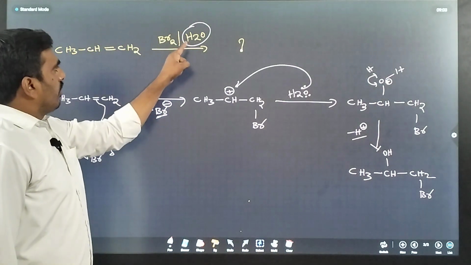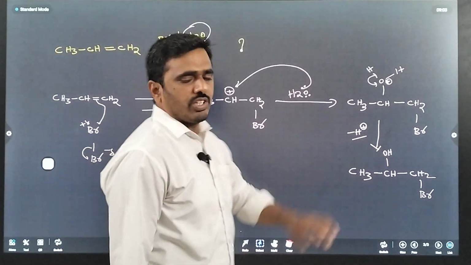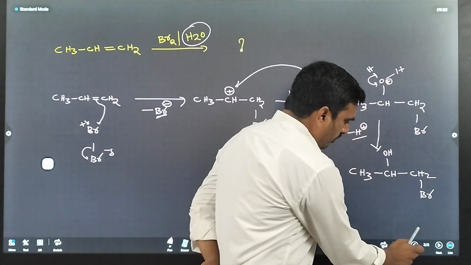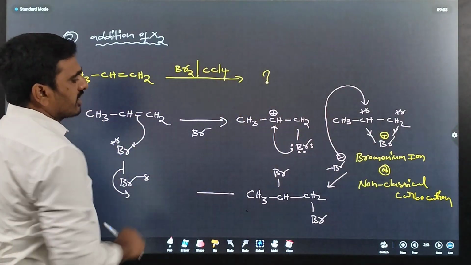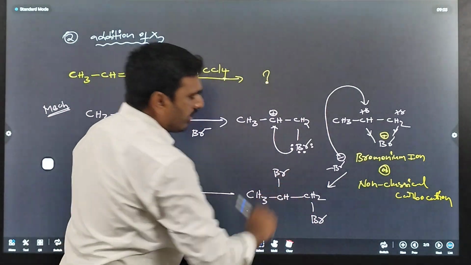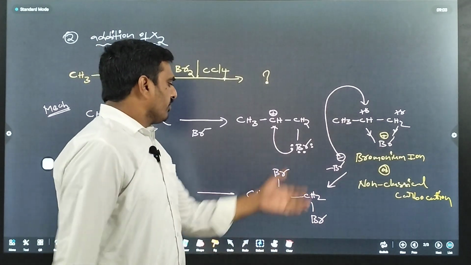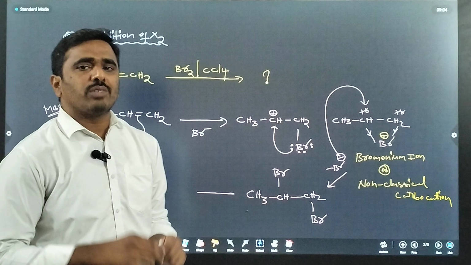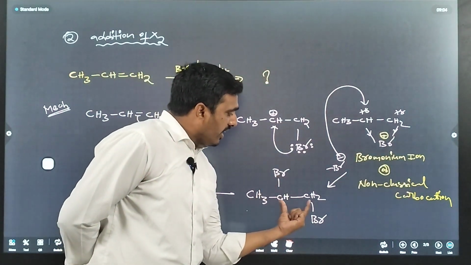So if you are using the non-polar solvent, we get dihalogen compounds. Dihalogen compounds are generally of two types. Whenever two halogen atoms are present on the same carbon atom, that is a gem dihalide. Here two halogen atoms are present on adjacent carbons.